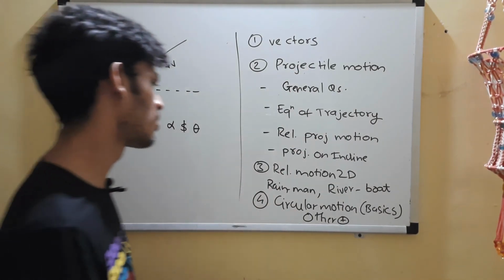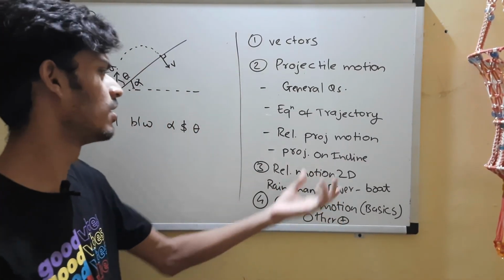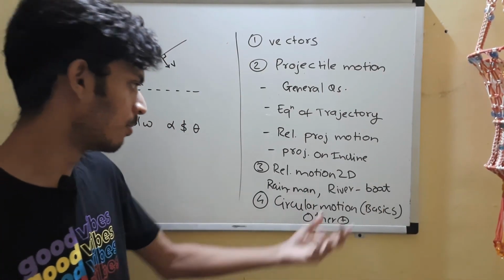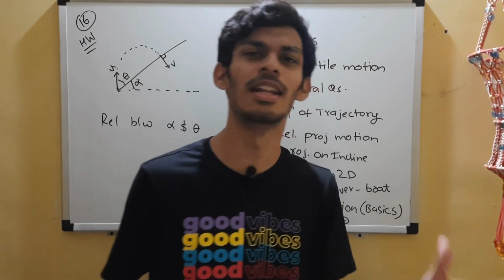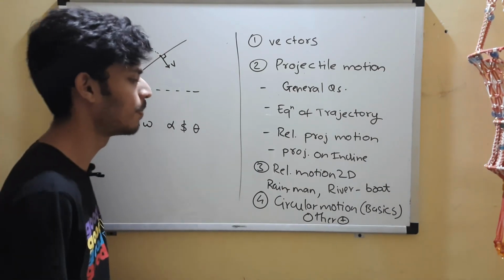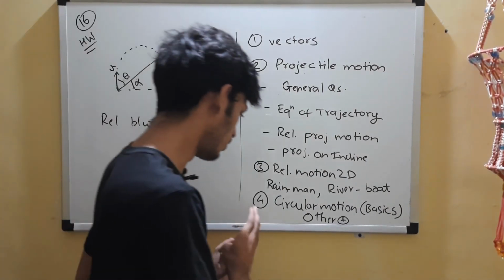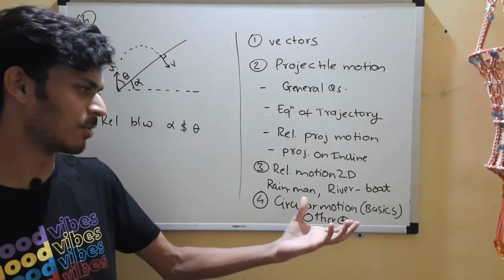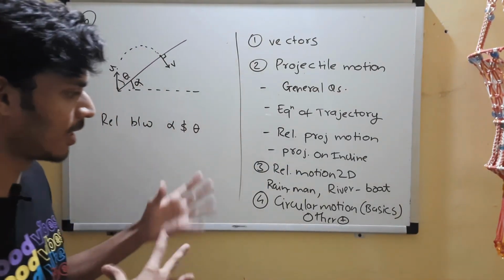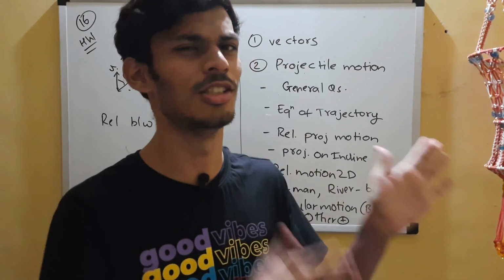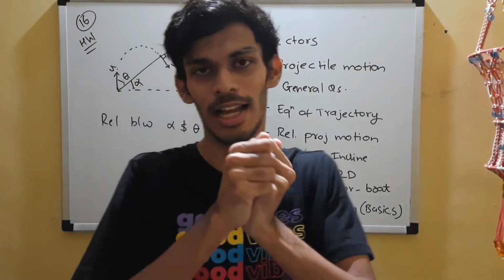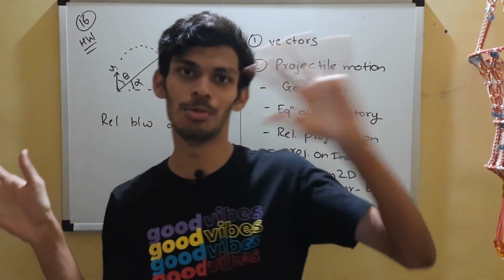Now, other type questions might be based on relative motion in two dimensions. Here, we can include relative projectile motion too. Rainman problems, river boat problems, which we didn't discuss today, but they are very simple. They don't appear much in BITSAT. Once or twice, they may have appeared. And now the fourth category, which is circular motion. Questions on the very basics of circular motion are asked here and there, since circular motion is also a motion in two dimensions. And other questions might also be asked, which just include the extension of the concepts of 1D to two dimensions.